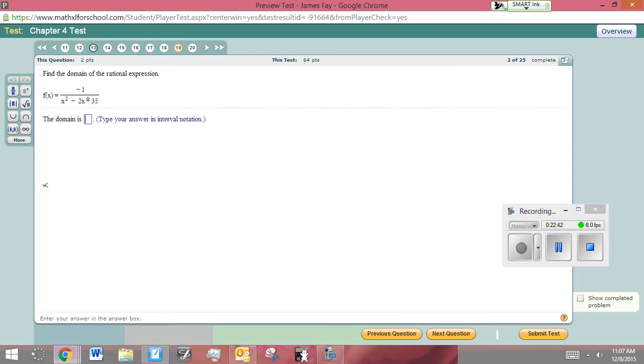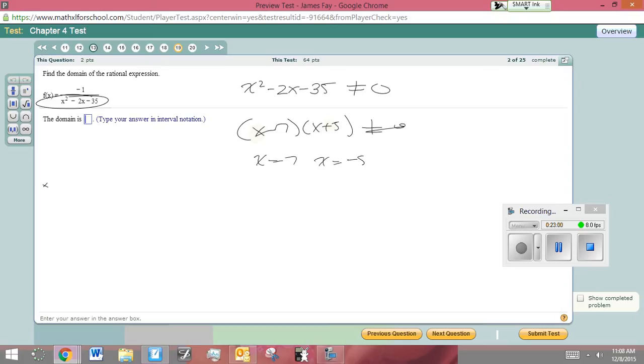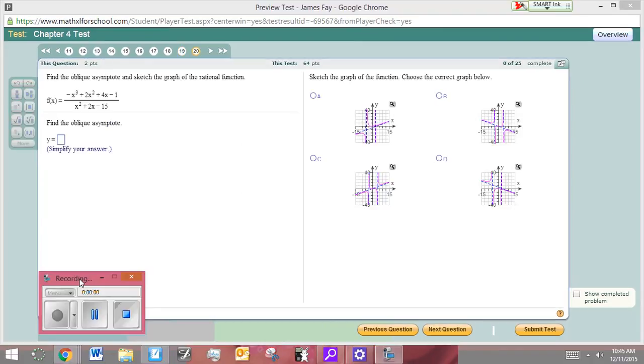Find the domain. x cannot be 0 here. So x squared minus 2x minus 35 cannot be 0. That factors to x minus 7, x plus 5, which cannot equal 0. So this is going to be x equals 7 and x equals negative 5. Those are what x cannot equal. So negative infinity, negative 5.